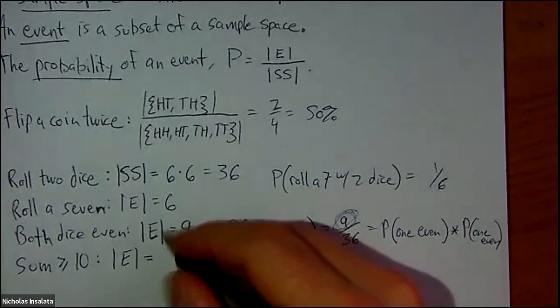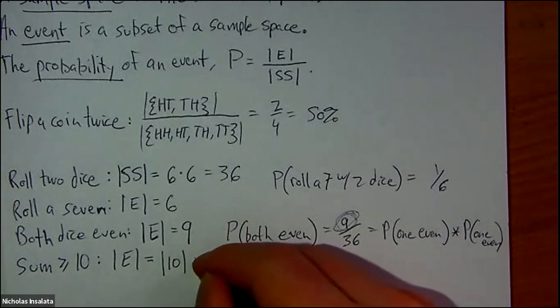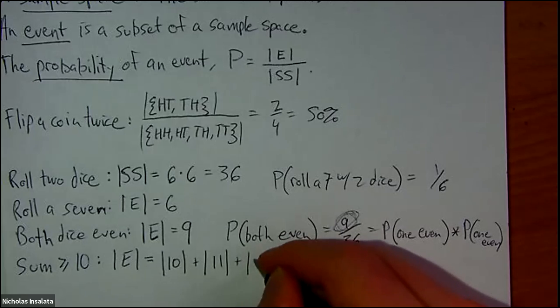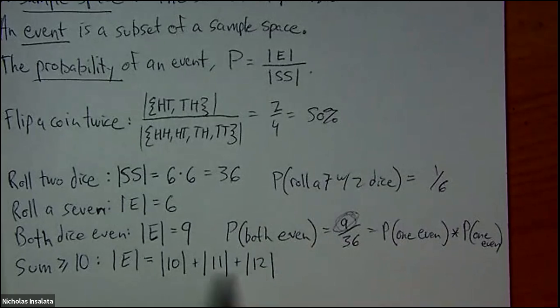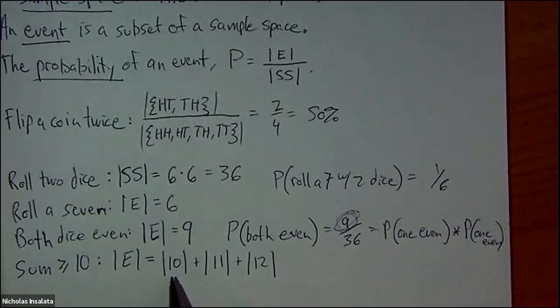Well, it's the size of getting exactly 10, or how many different ways could you get 11, or how many ways could you get 12? You just add all those up. And this is terrible notation, but just bear with me, right? How many different ways could you get a 10? Well, there's 3 ways. You get 4 and 6, 5 and 5, or 6 and 4.